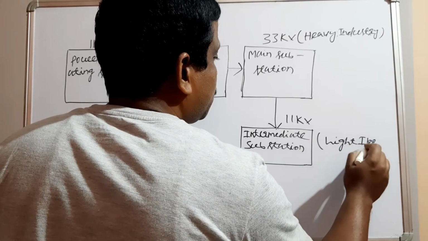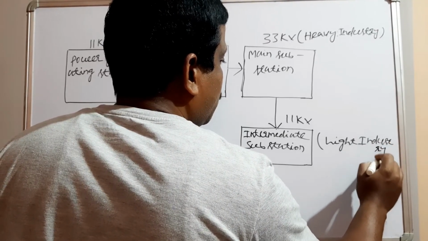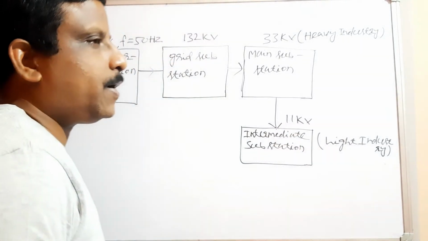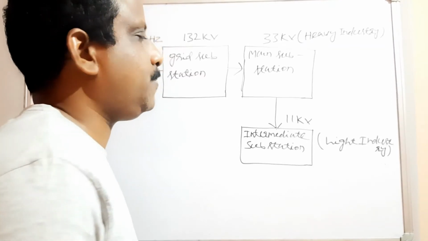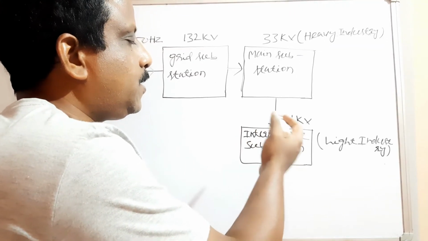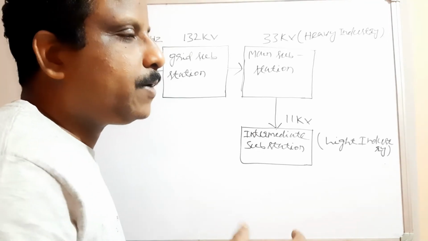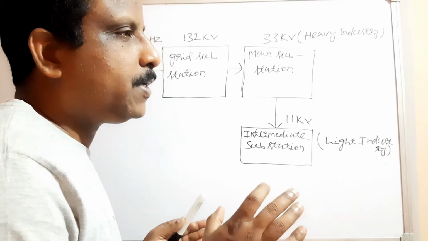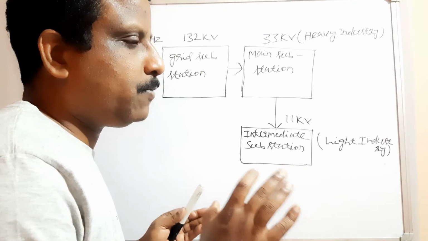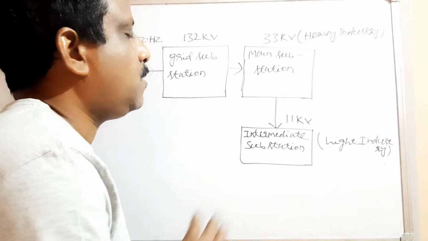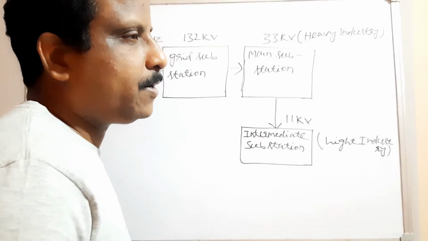What is heavy industry? What is light industry? You can understand. Heavy industry, like the Rourkela steel plant, requires high voltage, so it is supplied with 33 kV. A little less is required, 11 kV, for light industry. Small industries produce small machines, which are lower power, lower watt machines. There, current is supplied at 11 kV.